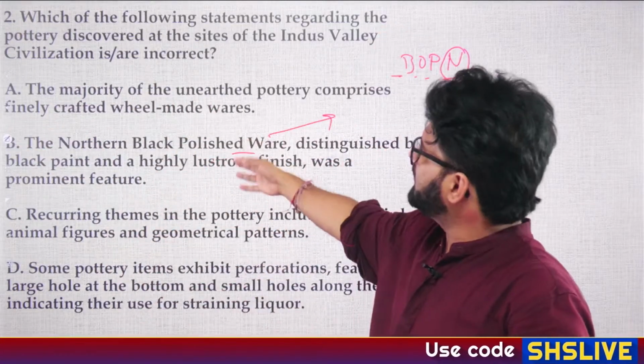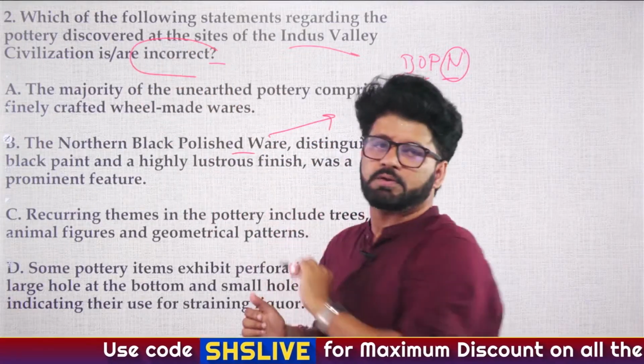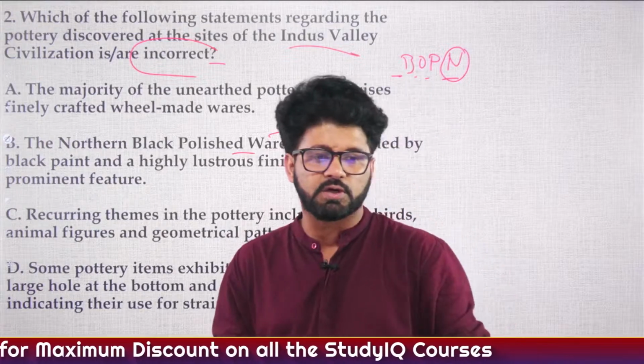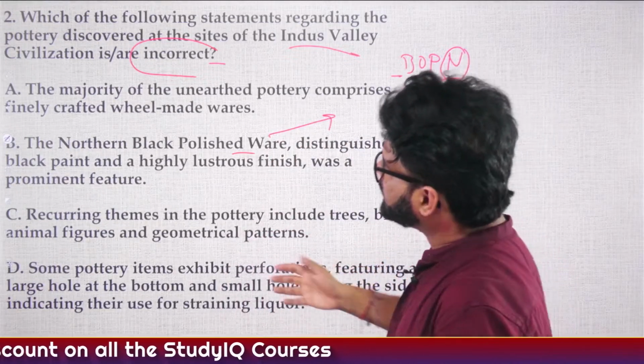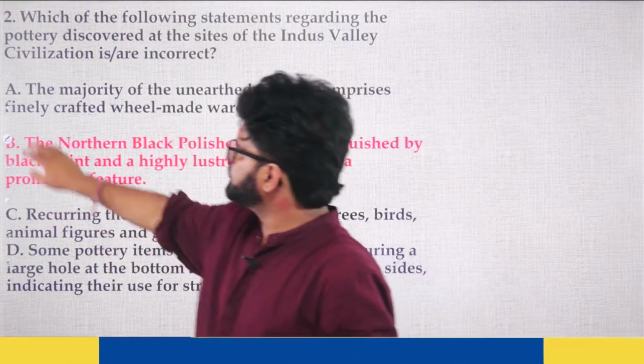So how will you find northern black polished ware in Indus Valley civilization? They are asking you the incorrect statement. And as Guru said, the answer is B. And also Sundaram now. So these are tricky questions. So you have to revise your stuff, the stuff which you have earlier done.